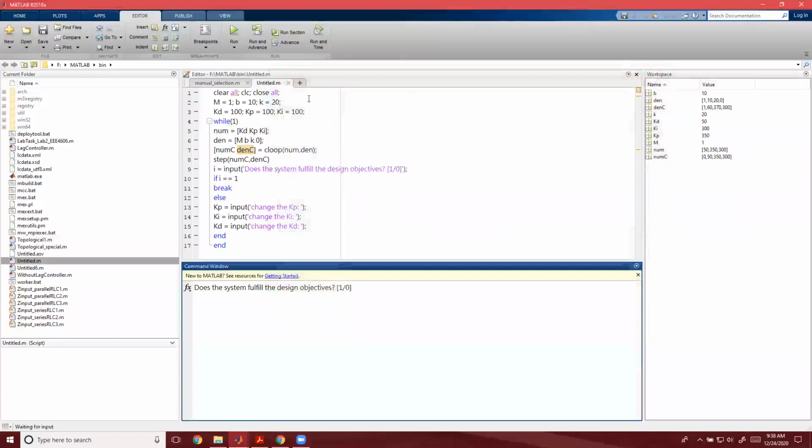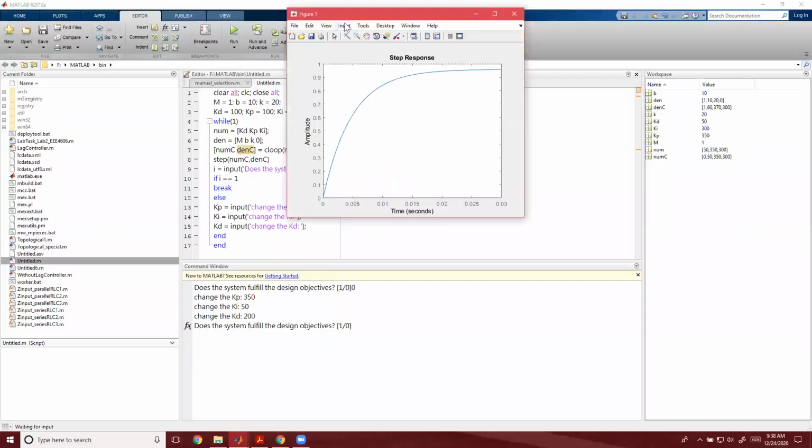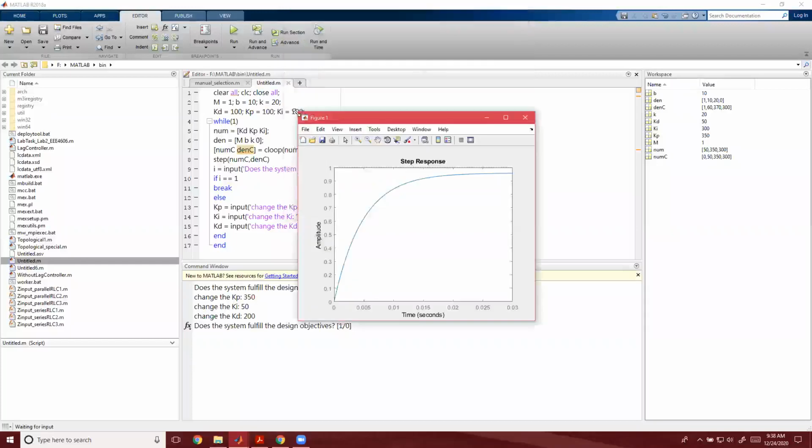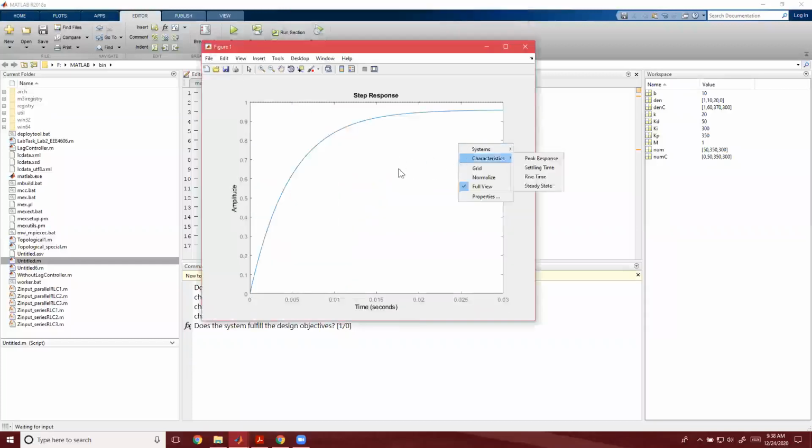Let's say I want to change some values. I would put 0, and then we would enter new values of KP, let's say 350, 50, and 200. And then we can see what changes we get. As you can see, our curve changed significantly. So you can play around with those values until you get your desired overshoot, rise time, settling time, etc.